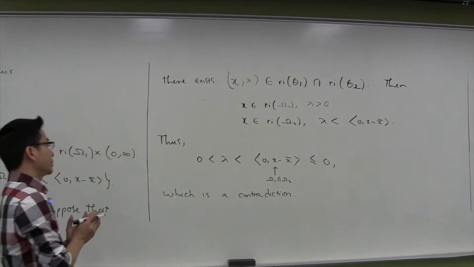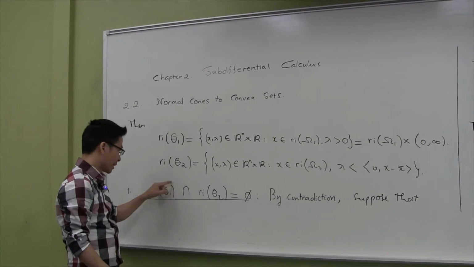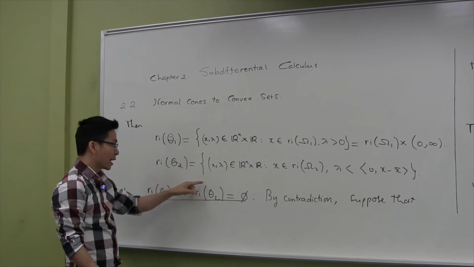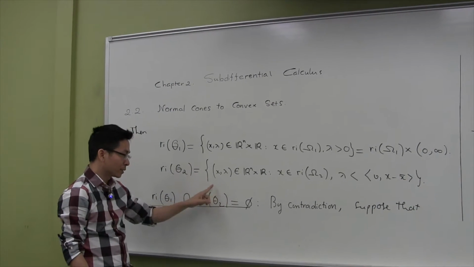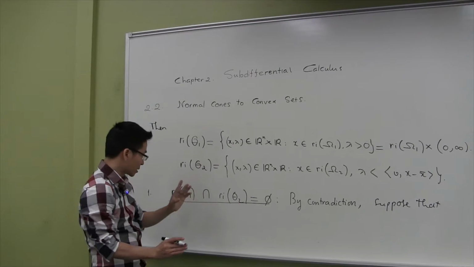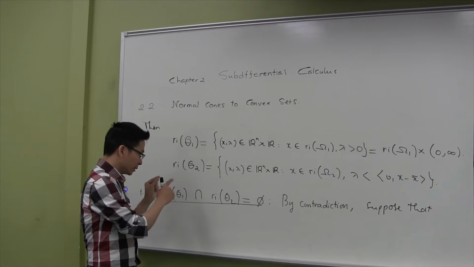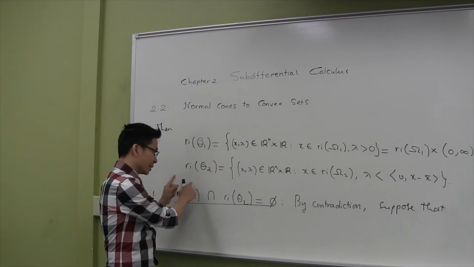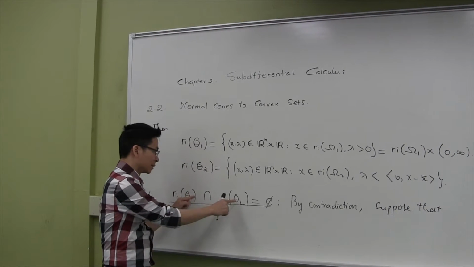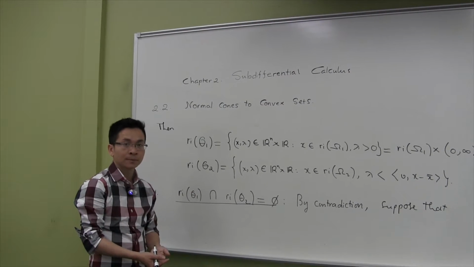So we have proved that the intersection of the relative interior of theta 1 and the relative interior of theta 2 is equal to the empty set. In the next step, we're going to apply the proper separation property to theta 1 and theta 2 in order to derive the main result.